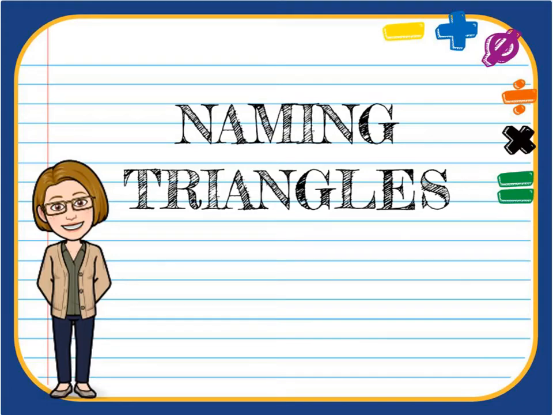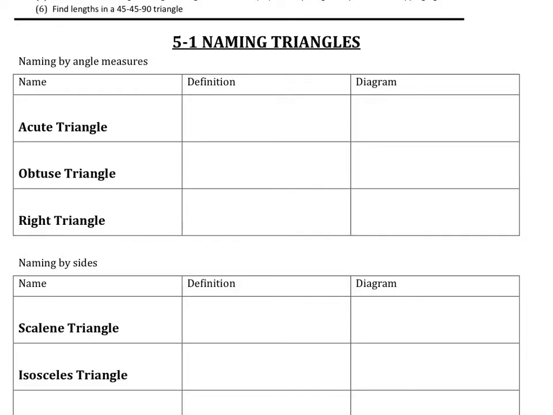So we want to take a look at naming triangles with regards to their sides as well as their angles. We're going to have three different names for these triangles, depending on whether we're talking about the sides or their angles. And every triangle can actually get a name to describe both of those things.